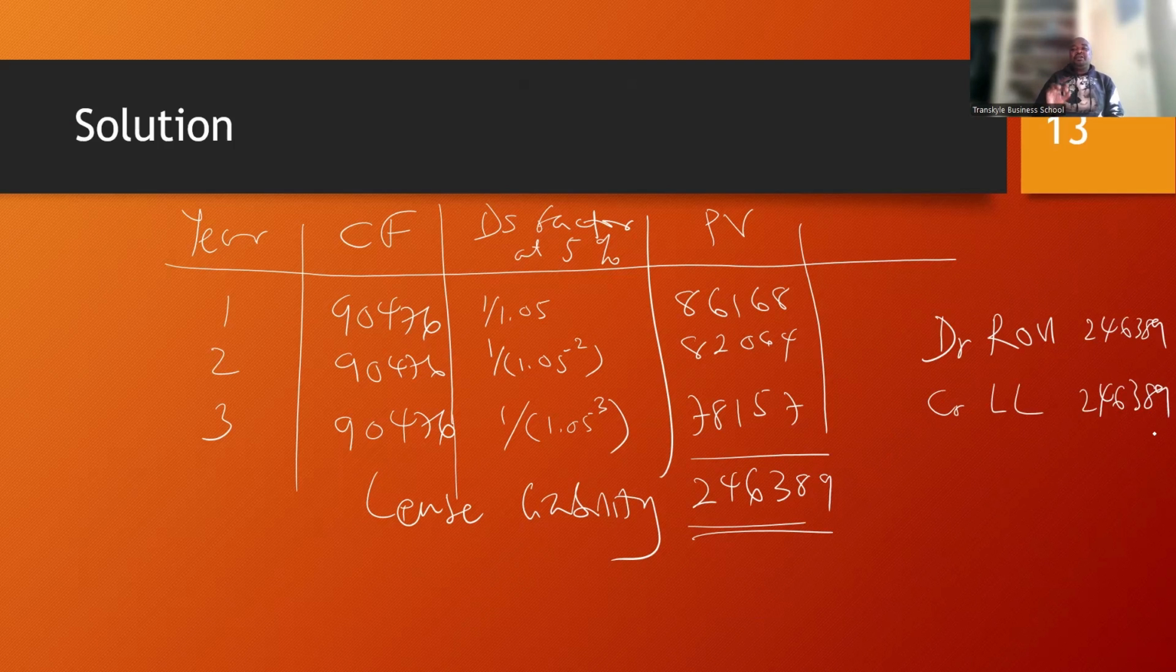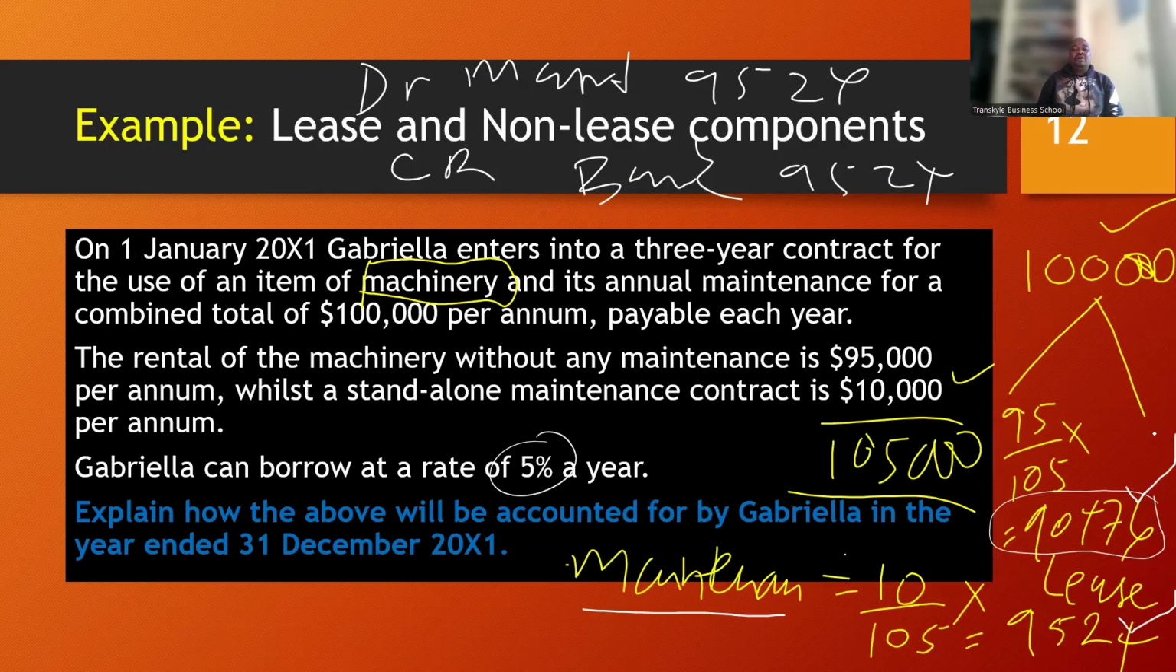So on inception, we're going to recognize a right of use asset of 246,389 and a liability of 246,389. That is the same amount. Is that clear? However, the right of use asset, ladies and gentlemen, still needs to be modified. But in this case, it seems no such modifications are necessary.